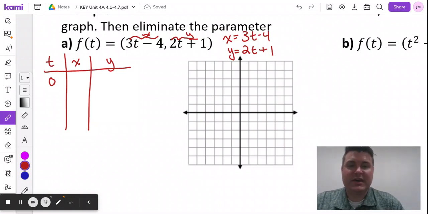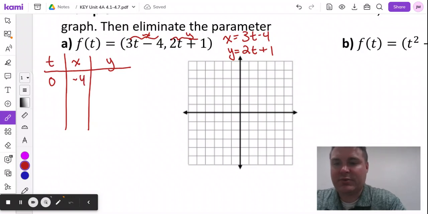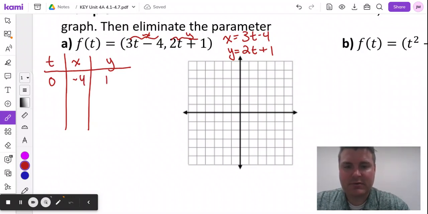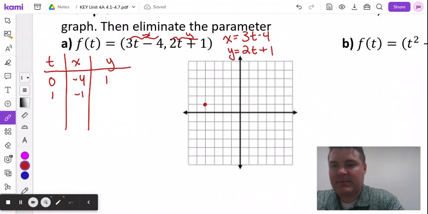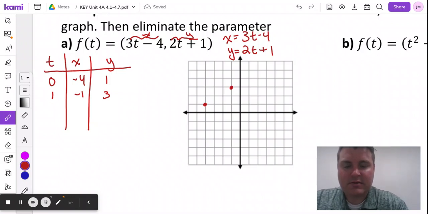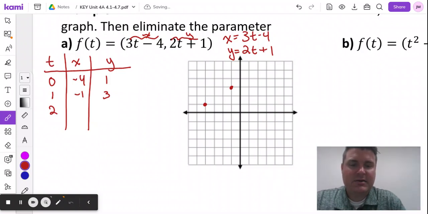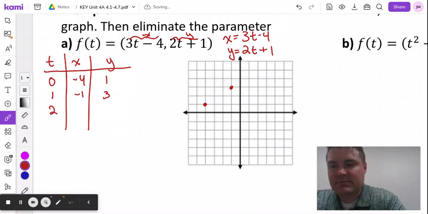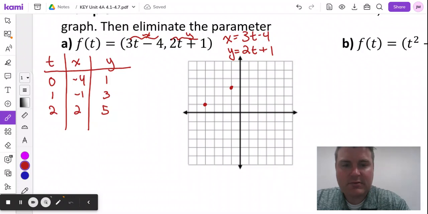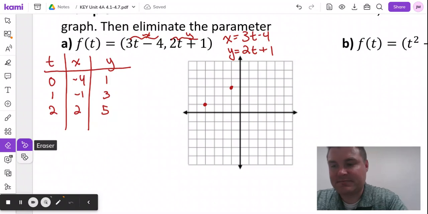So when t is 0, x is -4 and y is 1. I'm going to plot that point, -4, 1 is right here. When t is 1, x is going to be -1, and y is going to be 3. So -1, 3. When t is 2, I'm just going to keep going until I can't fit anything else on here. I'm going to get 2 for x, and for y, I'm going to get 5. And it looks like that's going to be about it. Nope, I can't count. Still looks like it's going to be it, though.